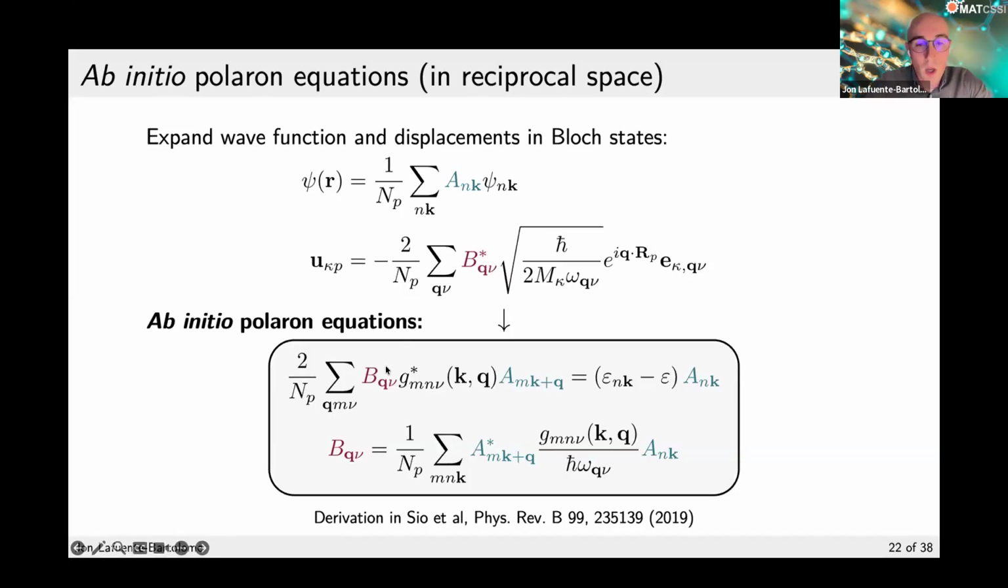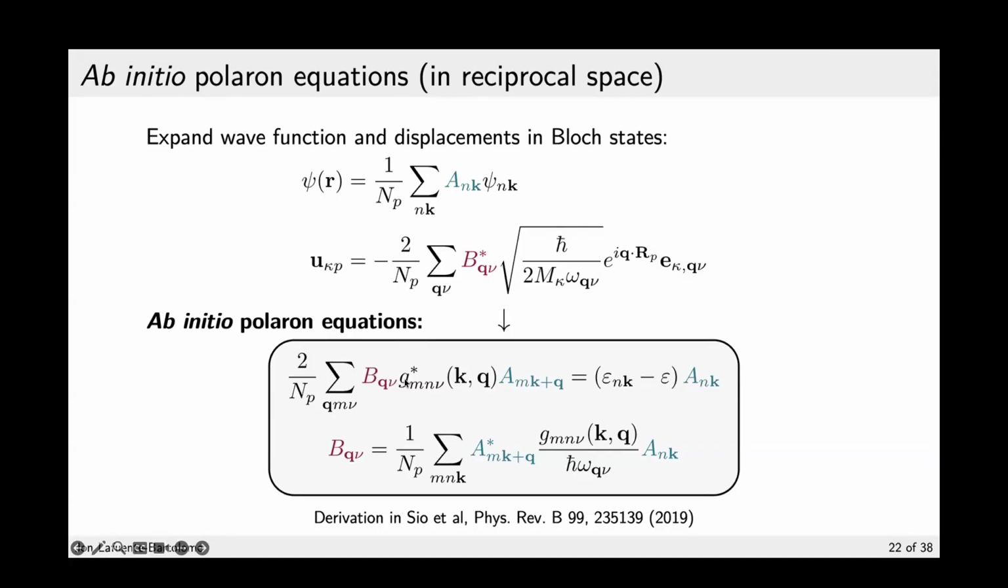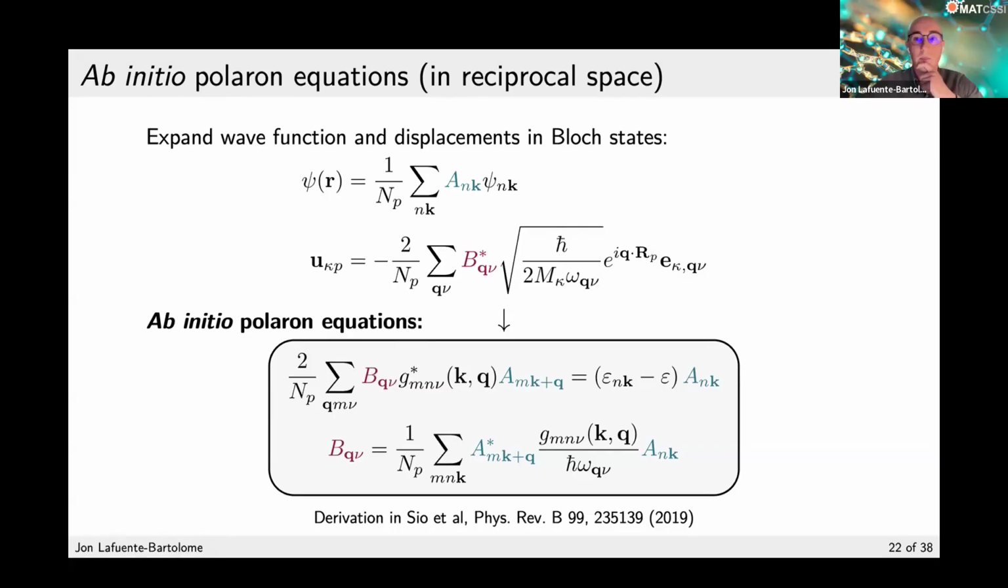And so the interesting bit about this expression at the bottom is that the ingredients one needs to solve these equations are the Kohn-Sham eigenvalues, the phonon frequencies, and the electron-phonon matrix elements. Again, these three quantities are objects that one can compute very efficiently in EPW, right? That's why these expressions will be very useful for us. These are typically called the ab initio polaron equations.